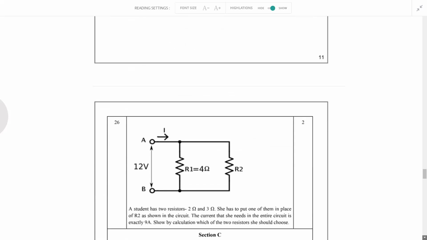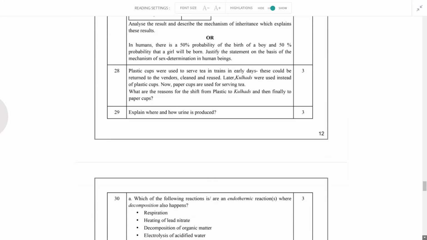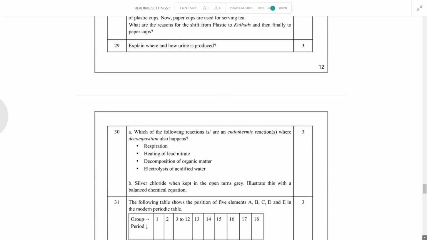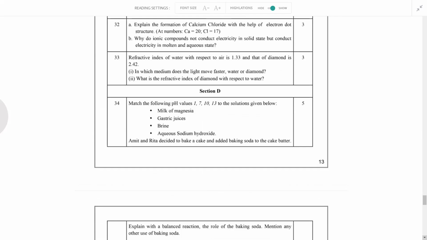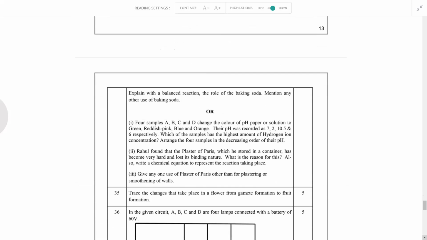Next is section C. In section C you have 7 questions to answer. In some questions there is internal choice, so you have to answer either one of the questions. Next is section D, which is a long answer type question. In this you have 3 questions and the total marks is 15.